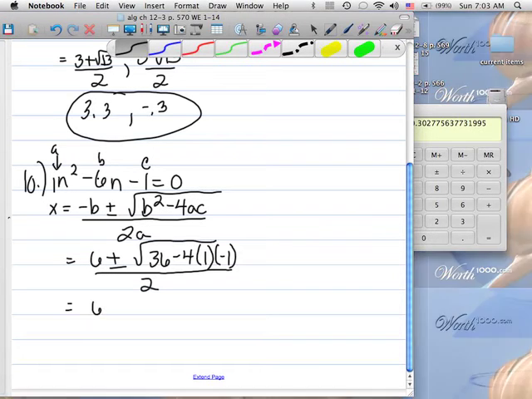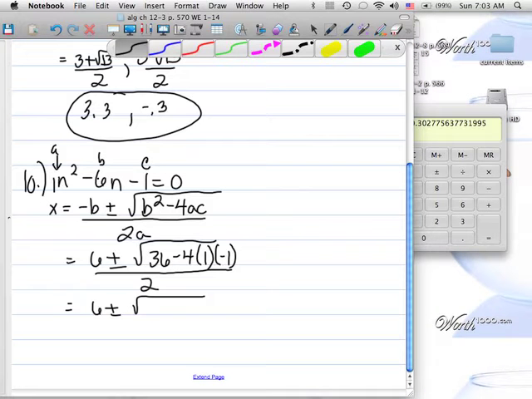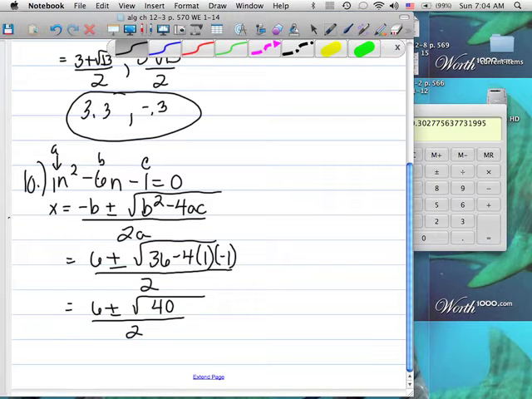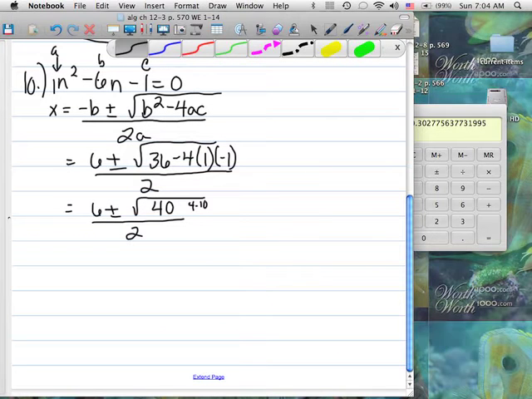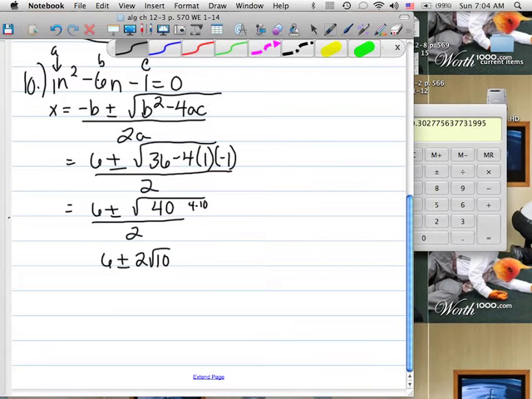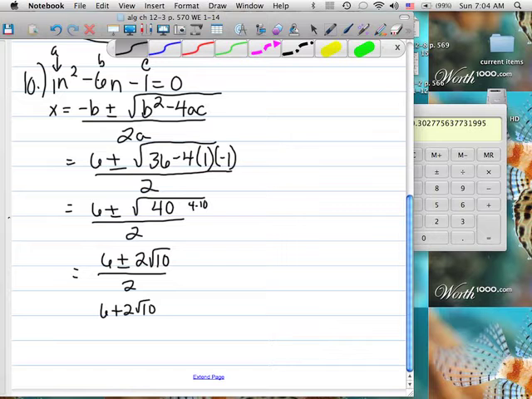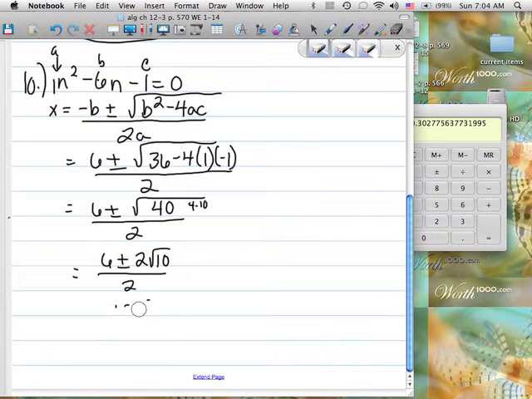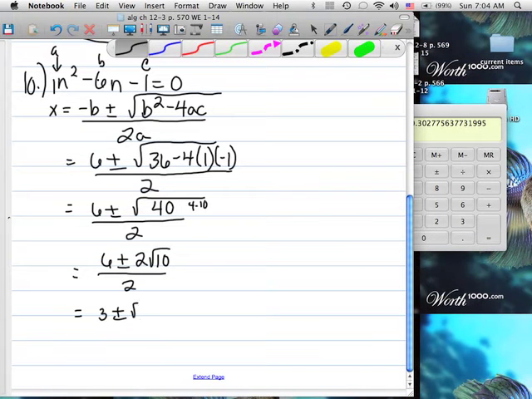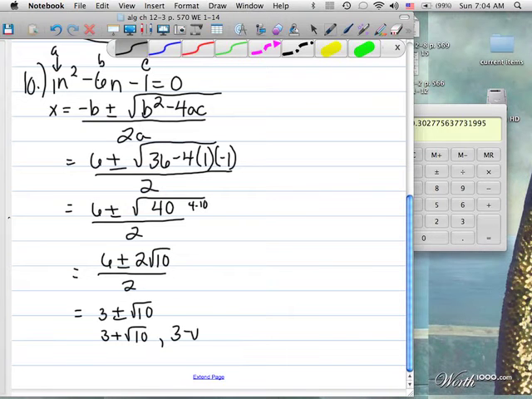So we have 6 plus or minus the square root of 36 plus 4, which is 40, over 2. And 40 is 4 times 10, so we can take out the square root of 4. So we get 6 plus or minus 2 radical 10 over 2. So our two answers are 6 plus 2 radical 10 over 2. Wait a second, we'll simplify that a little bit more. We can divide the 6 and the 2 by 2. So that equals 3 plus or minus the square root of 10. So one answer is 3 plus the square root of 10, and the other one is 3 minus the square root of 10.